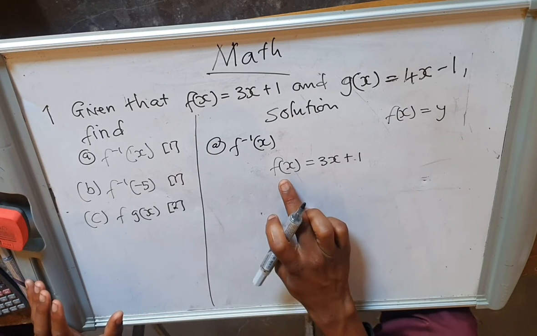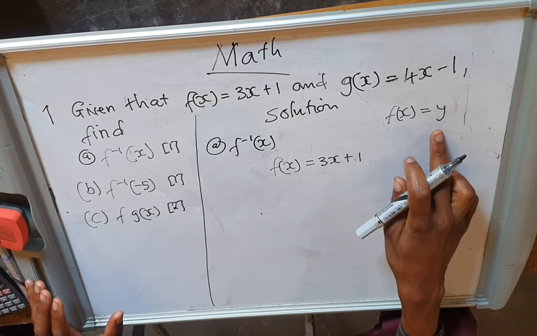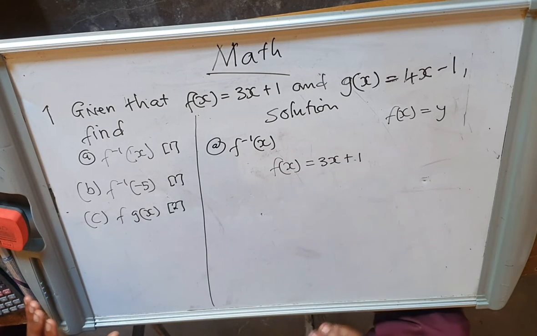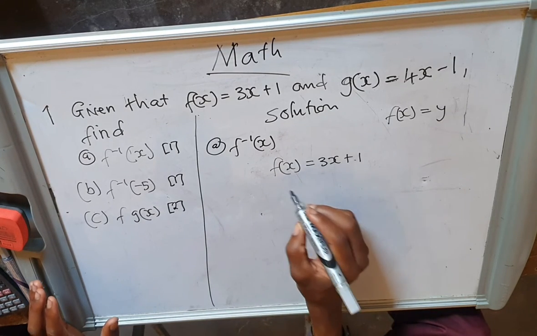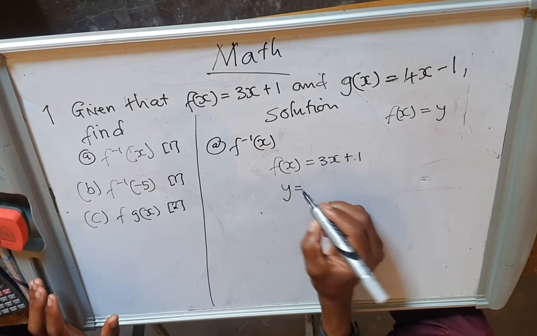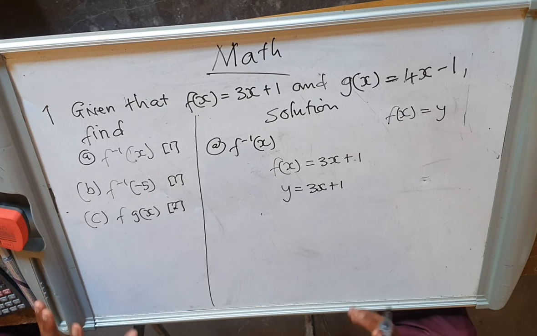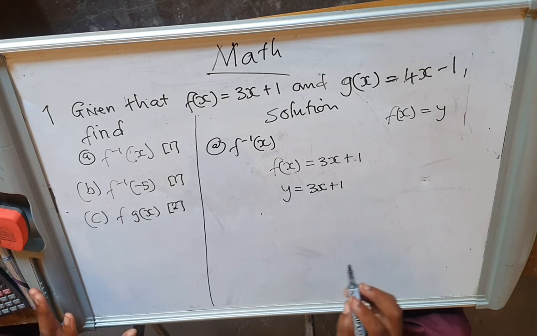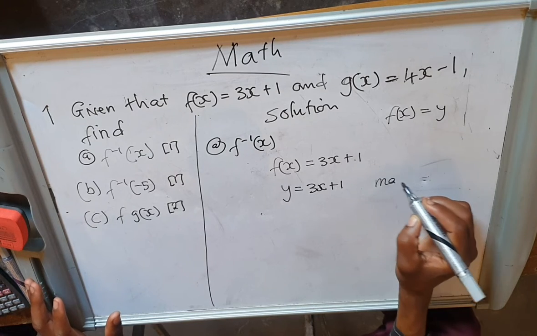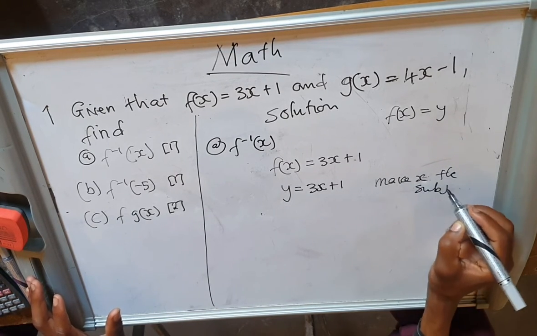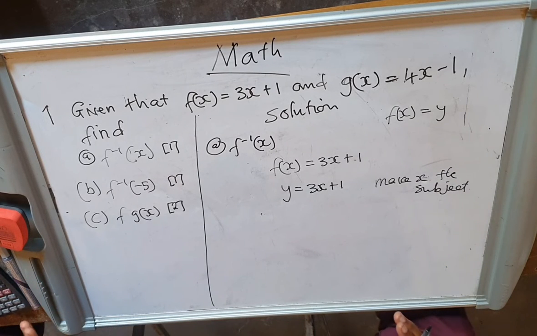Where there is f of x, we are going to substitute with y. We don't want to be dealing with the whole of this bunch of letters, moving them up and down. So we say y is equal to 3x plus 1. When you reach here, we have to make x the subject of the formula.